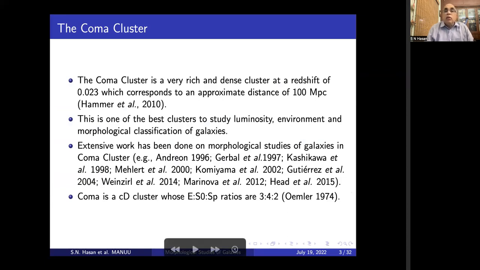Extensive work has been done on morphological studies of galaxies in Coma cluster. Andreon, Gerbal, and Kashikawa are a few of those works I'd like to mention. Coma is a CD cluster whose ratio of ellipticals to lenticulars to spirals is 3:4:2.